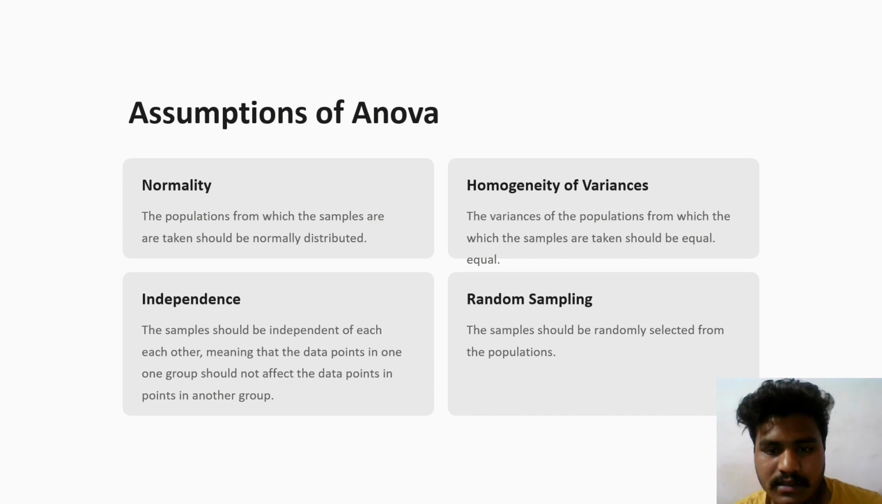Homogeneity of variance: the variance of the populations from which the samples are taken should be equal. Random sampling: the sample should be randomly selected from the population.